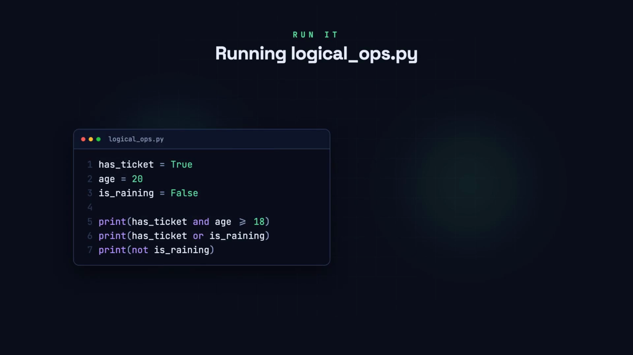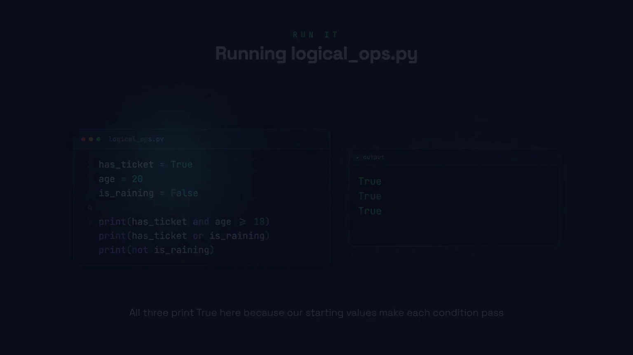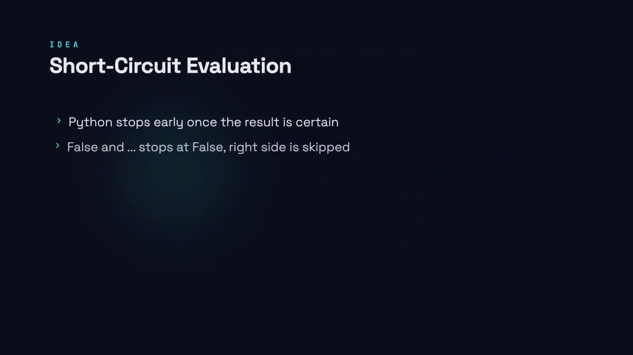When we run the file, all 3 lines print true. The AND check passed because both sides were true, OR passed because one side was true, and NOT flipped false into true. Short circuit evaluation means Python is efficient.